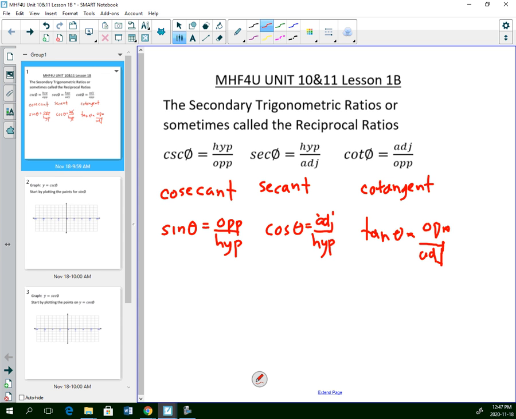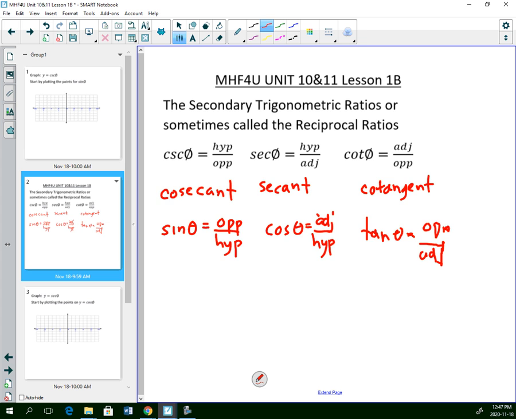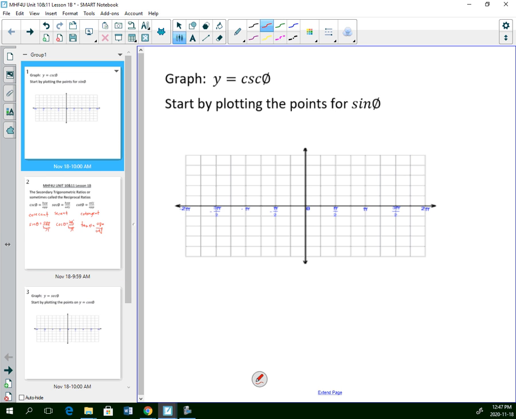So we looked at graphing sine, cosine, and tangent the other day. And now we're going to look at graphing cosecant, secant, and cotangent. Okay, so let's do cosecant. Remember that cosecant is the reciprocal of sine. So if you were making a table of values, to find your y values, you would do 1 divided by sine theta.